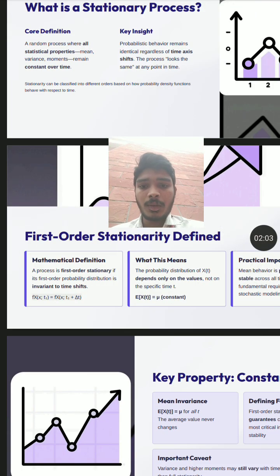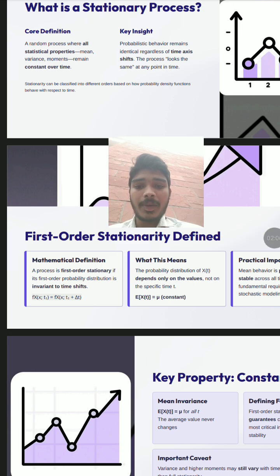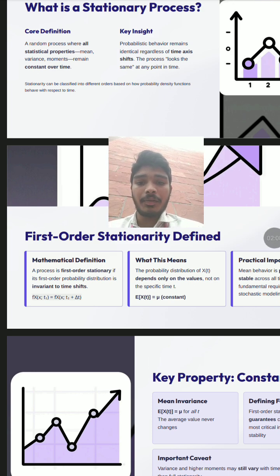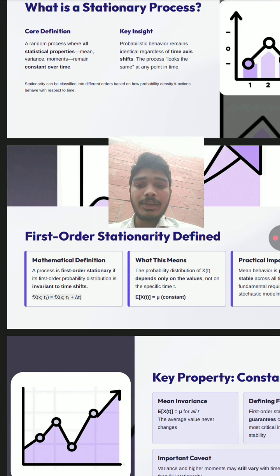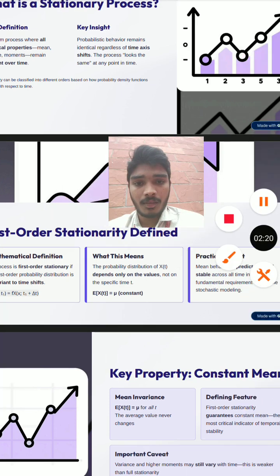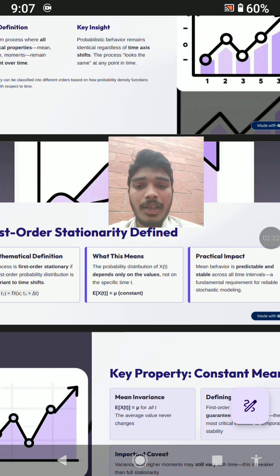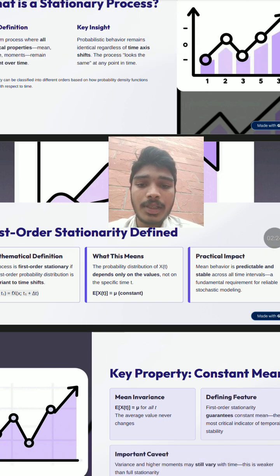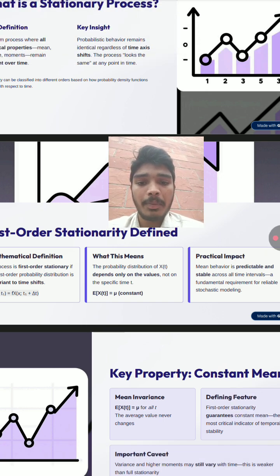We have already seen the mathematical definition of the first order stationary process: fX(x1, t) = fX(x1, t + delta t). We can shift the t, but the density function value is the same. What does this mean? The probability distribution function of X(t) depends only on the values, not on the specific time t. Therefore, the expectation of X(t) equals mu, which is a constant value.